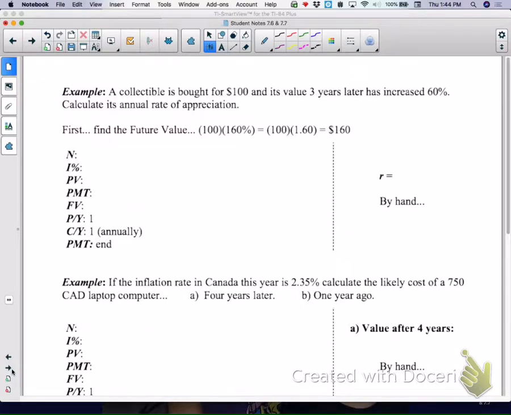All right, a couple more here. A collectible is bought for $100 and its value 3 years later has increased 60%. Calculate its annual rate of appreciation. So this is a very similar question. 3 years. I don't know the interest. We're going to solve for that, but put 0 in for now. Present value is $100 as a negative.